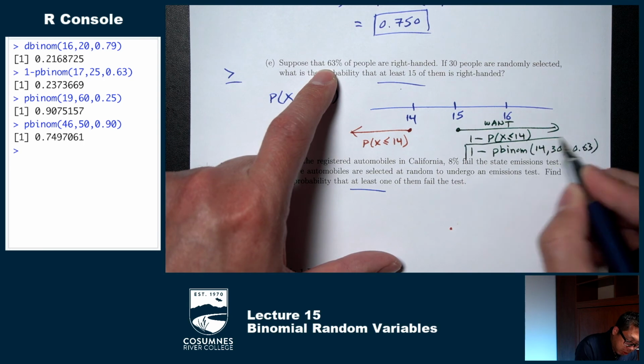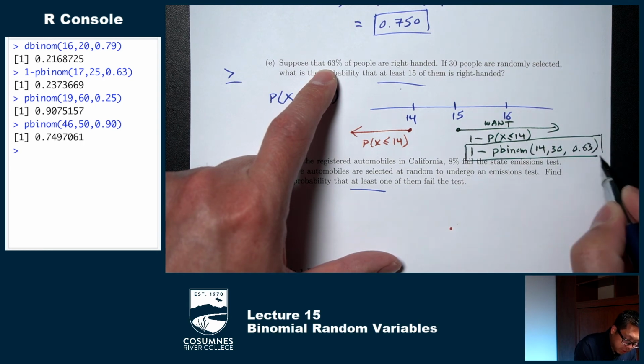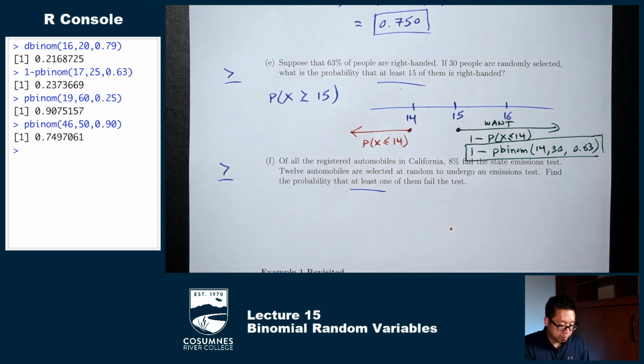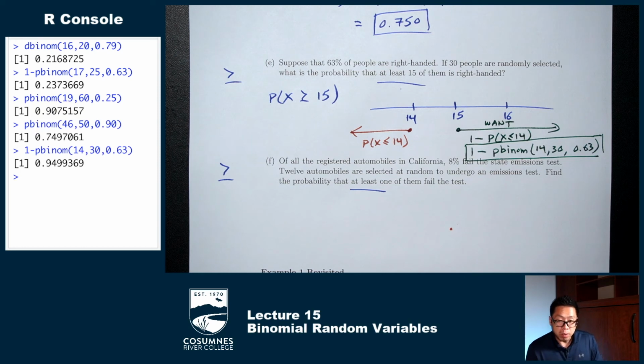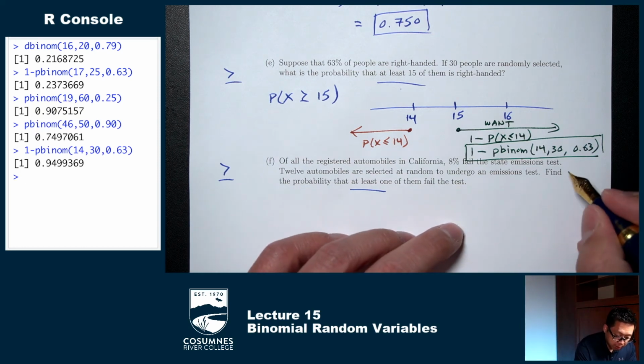That's what I'm going to type into R. So 1 minus P binomial, parentheses, 14, 30, 0.63. Rounded to 3 decimal places, this is 0.950.